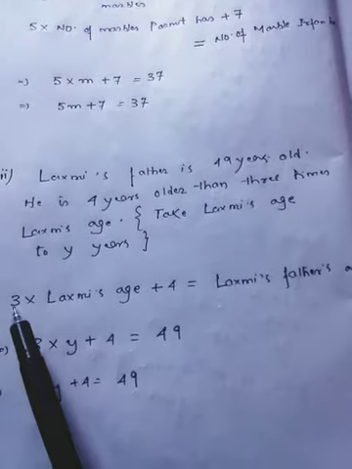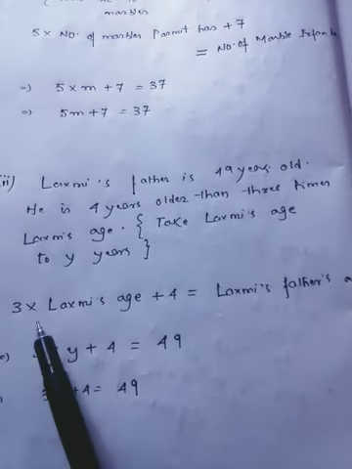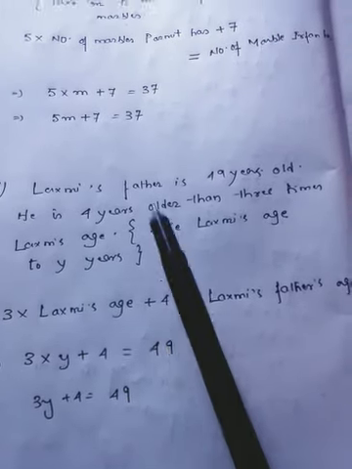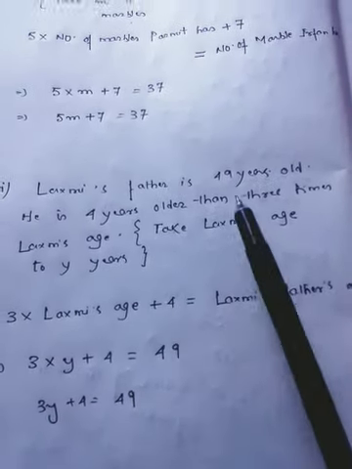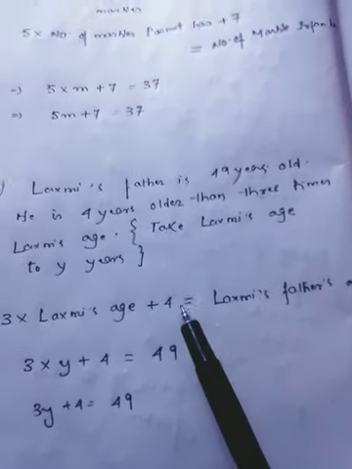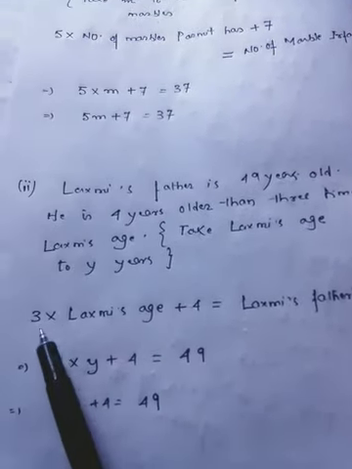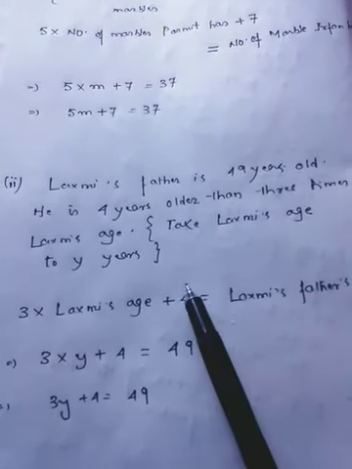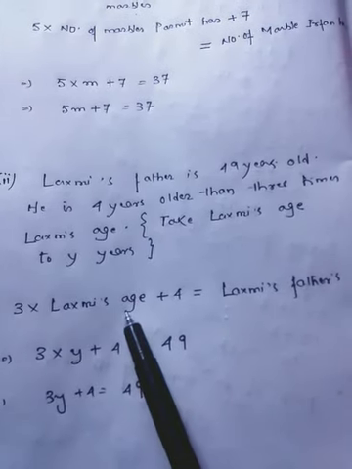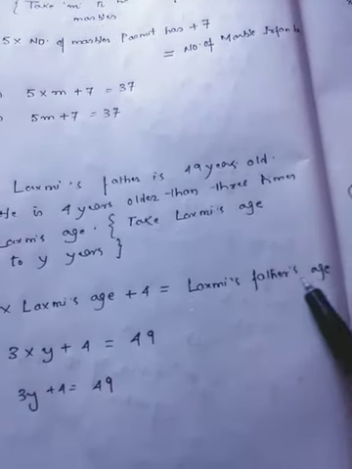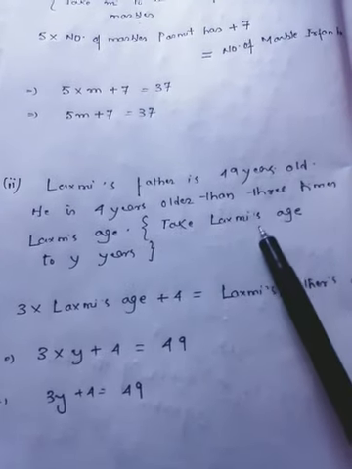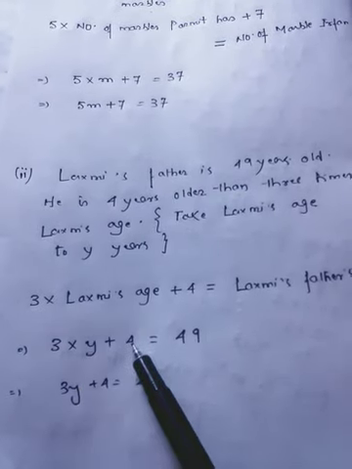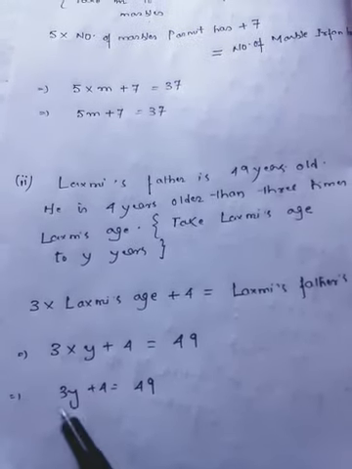It is written as Lakshmi's father is 3 times Lakshmi's age plus 4. See, he is 4 years older, so that is the reason I am adding 4 to 3 times Lakshmi's age. And this is the age of Lakshmi's father. So what is Lakshmi's age? Y. So in place of Lakshmi's age we will write y. So 3y plus 4 is equal to 49. So this is the required equation.